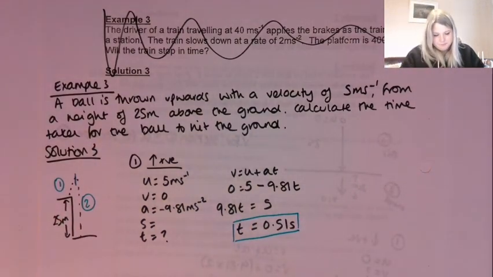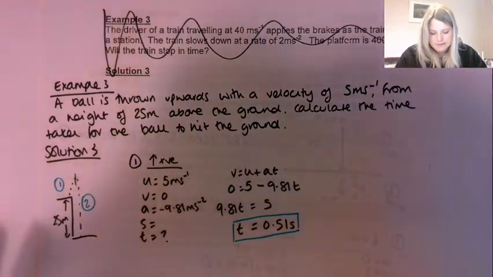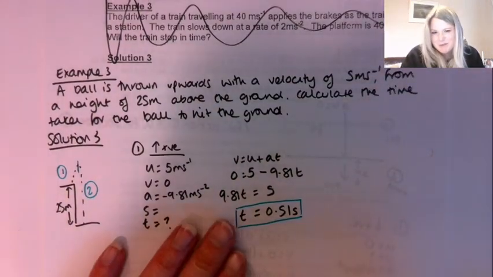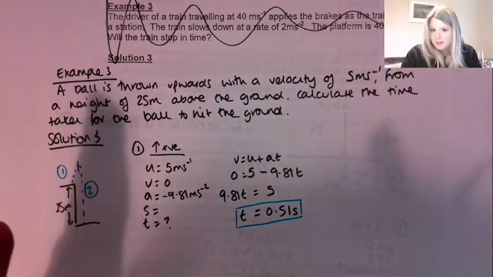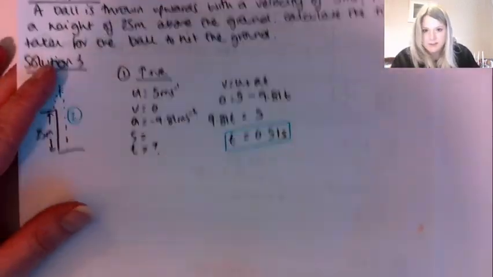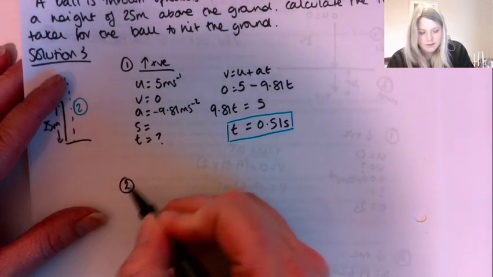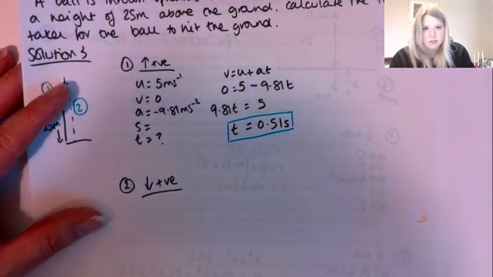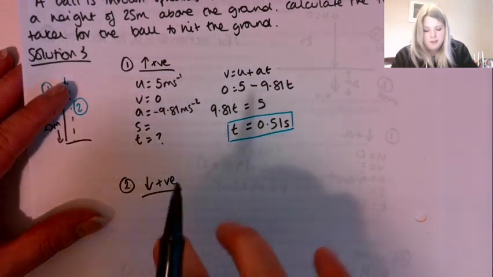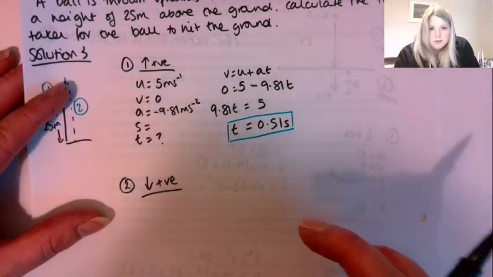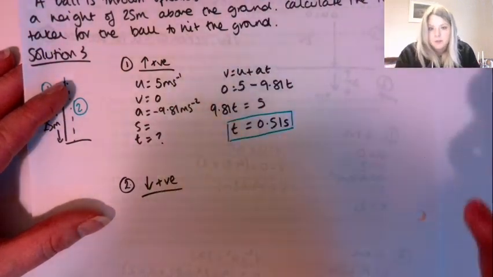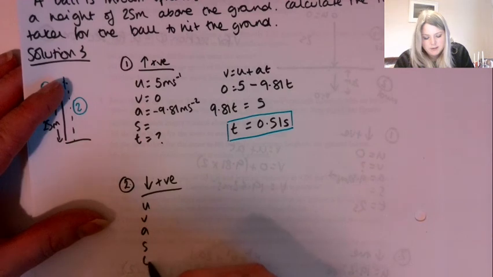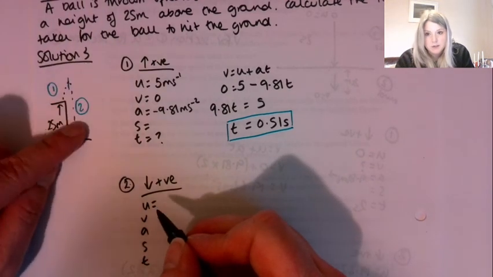I know I'm going to end up needing a wee bit more information for this, but I'm going to act as if I don't know that yet. So if we look at section 2, this time I'm going to take downwards as being positive, and it is okay to switch like that in a question. You just need to be super careful that for everything that you do with this, you're consistent. So be careful, okay?